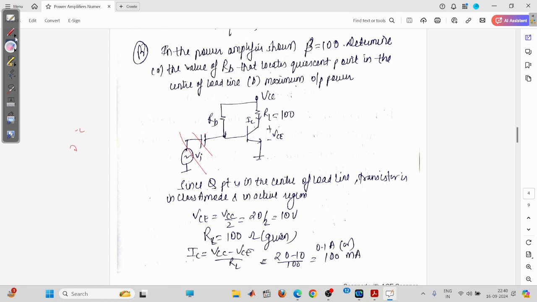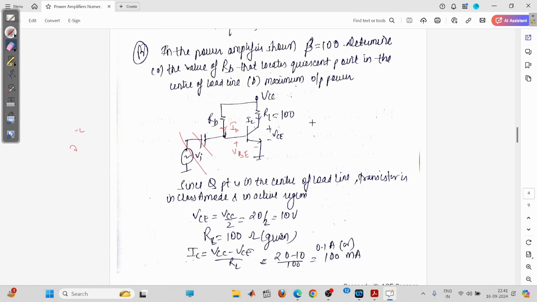Fine. So now you can see that the base current is flowing through the RB value. This is the IC. But before calculating this base current, you need to calculate the IC. Fine. So IC, how are we going to calculate?